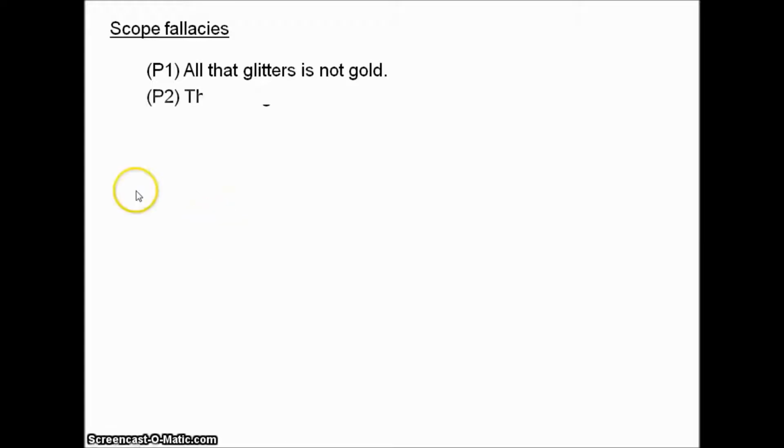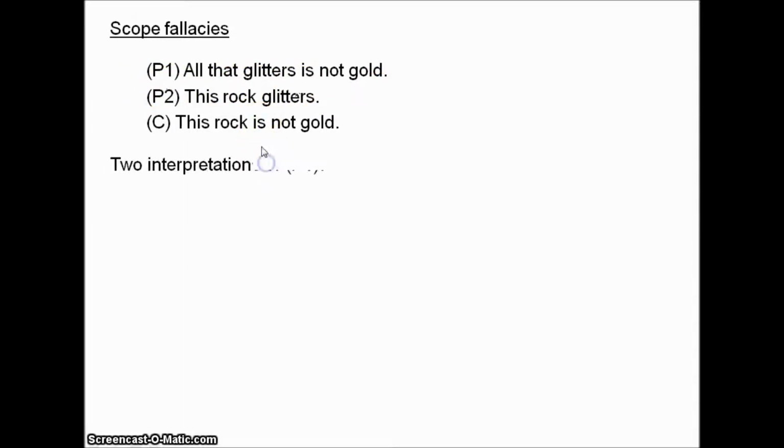I assume you're familiar with scope fallacies in general. If not, here's a classic example. Consider the argument: all that glitters is not gold. This rock glitters, therefore this rock is not gold. Now, obviously something has gone wrong in this argument. What has gone wrong? Well, the trouble is that there are at least two interpretations of the first premise, and the argument trades on this ambiguity.